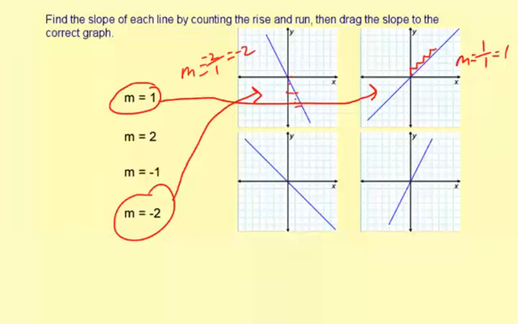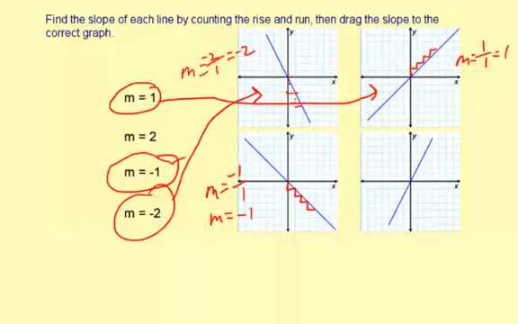And this guy down here, down 1, right 1, down 1, right 1, and so on and so forth. So this one, your slope m, is negative 1 over 1, because you're going down 1, which is why you have a negative here. The denominator is going to be positive, so you're just going to the right. So the slope here, m, equals negative 1, because negative 1 divided by positive 1 is negative 1. So this slope goes with this graph here.